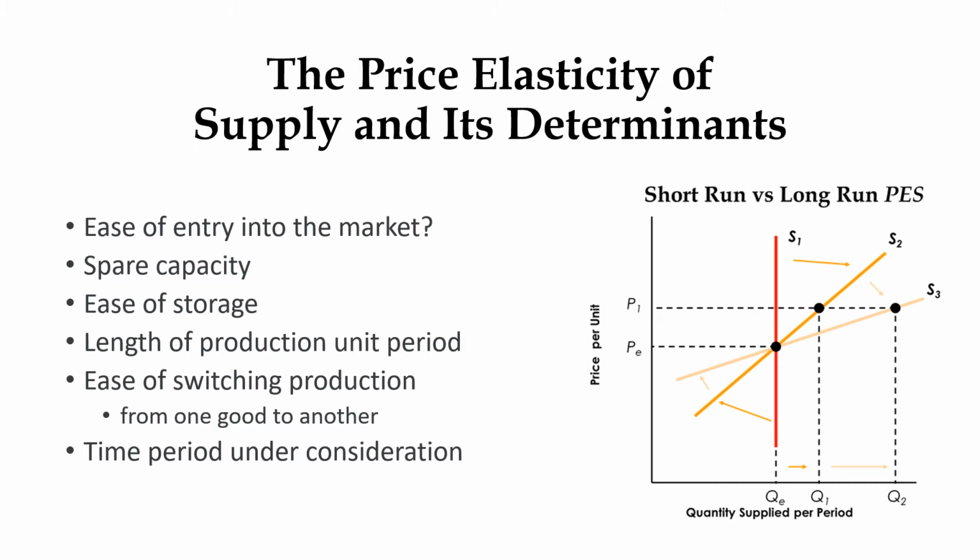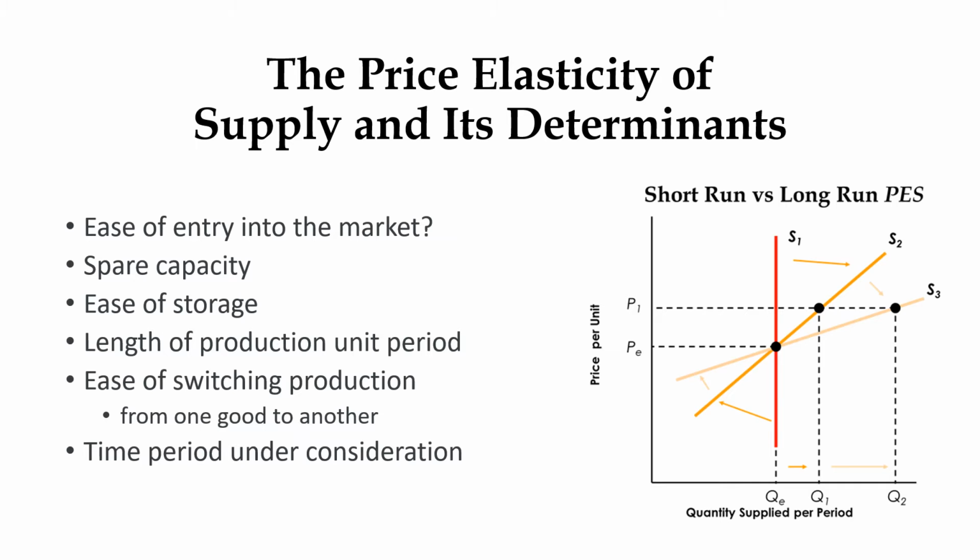But also the ease of switching production. Is it easy to switch production of one good to another good? Maybe your company produces multiple goods, and the price of one good goes way up. Well, how easy is it for you to move your factors of production and to start producing that higher priced good and start adding more quantity to the market?